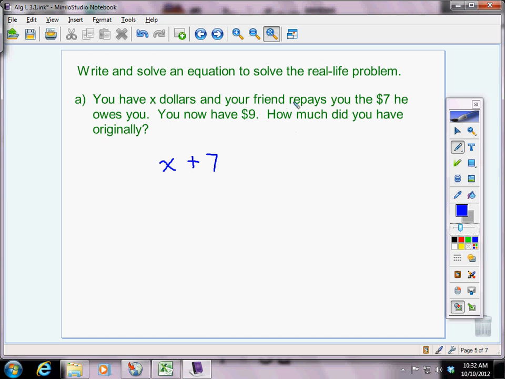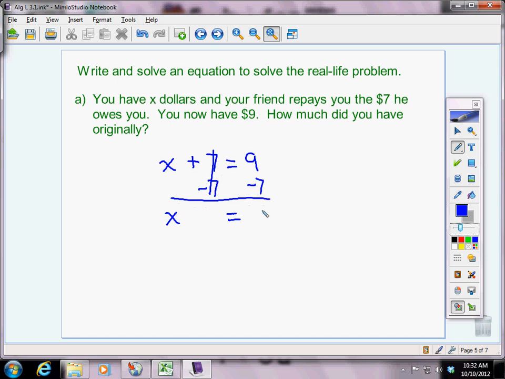Pay attention to the cues in here. I now have 9. That means right now it equals 9. So again, we're just going to be practicing setting up equations. If you wanted to solve this, what are you solving for? X. What do you have to get rid of? 7. It's plus 7, or a positive 7. So we do the inverse. We subtract 7, or have a negative 7. Double check to make sure these cancel out.